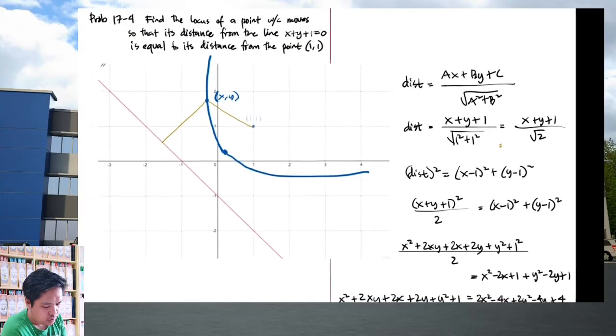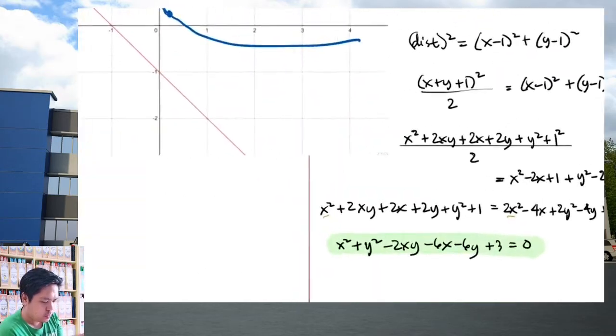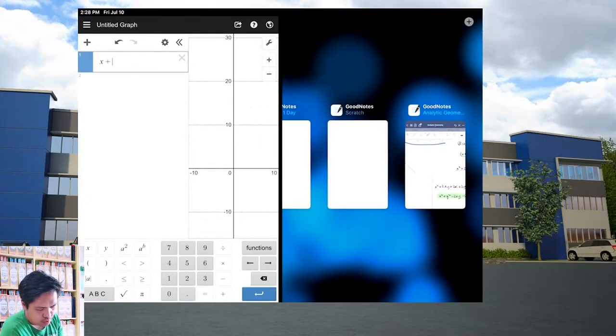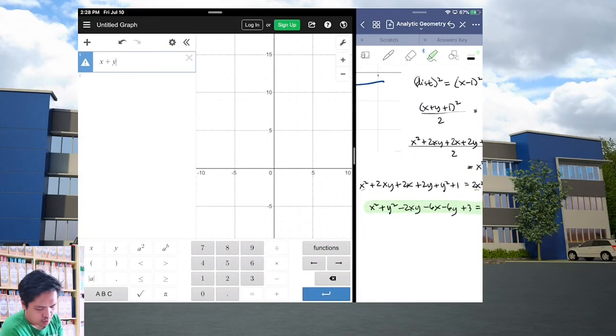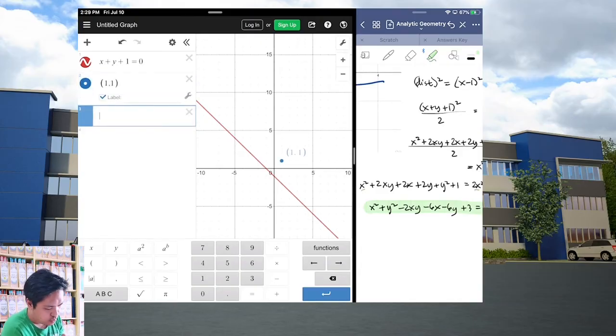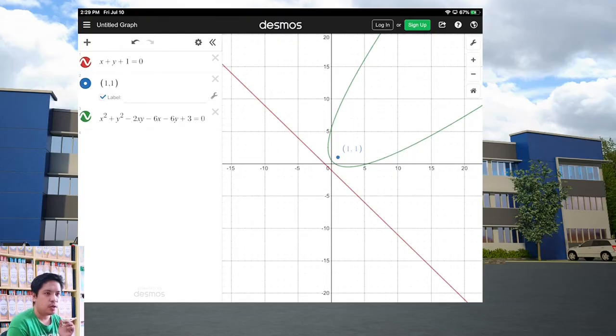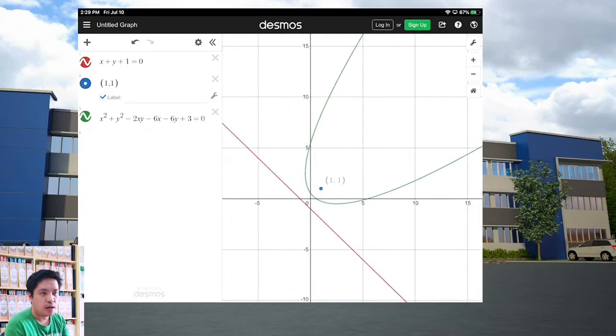Okay, ayan. So if we plot it using Desmos, the given line was x plus y plus 1 equals 0, then the given point was (1, 1). And our answer is x squared plus y squared minus 2xy minus 6x minus 6y plus 3 equals 0. So that's our answer. Ayan, so it's a parabola opening to the right pero slant ang axis.